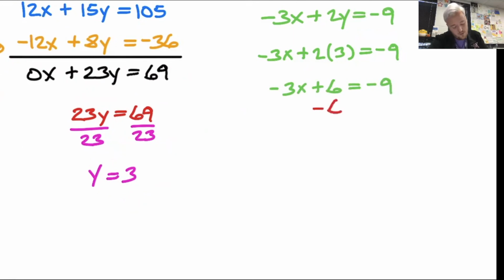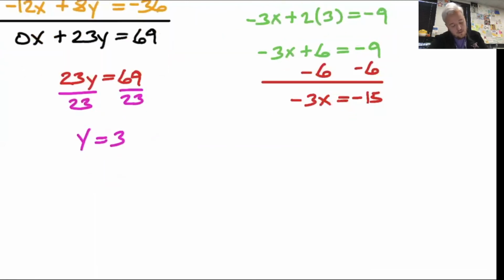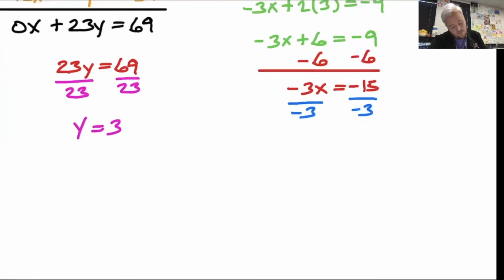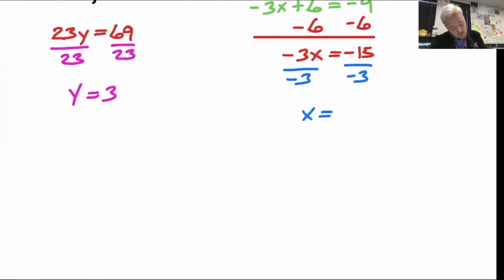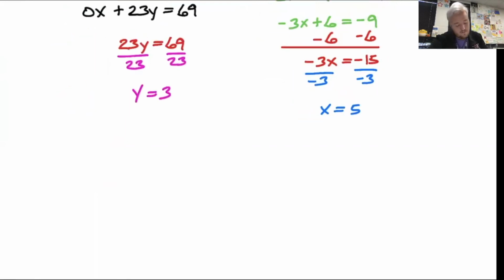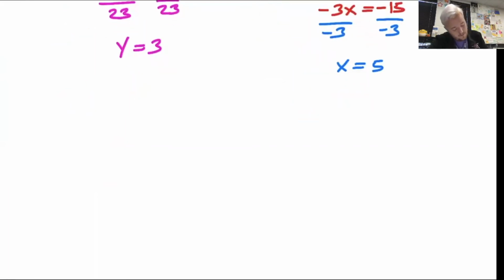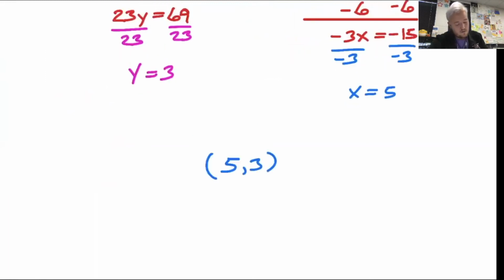So I'm going to subtract 6 on both sides. So that gives me negative 3x equals negative 15. Then I want to divide both sides by negative 3, which means x equals 5. So we're going to have 5, 3. Boom.